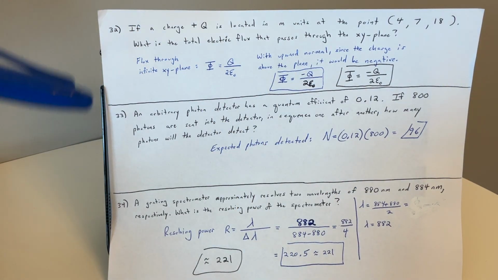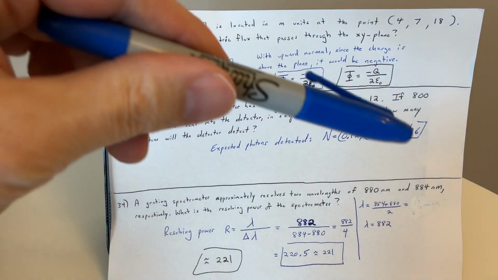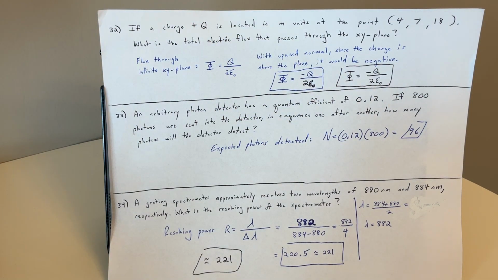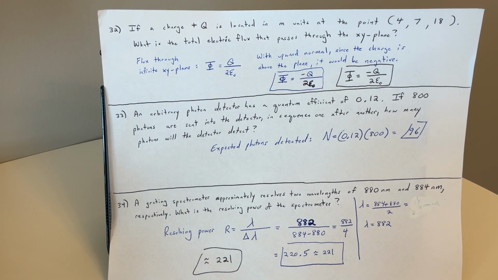Taking their average, we get 882. So for lambda, we use 882 over the difference between them, 884 minus 880. So 882 over 4, that gives you 220.5. And if you want to approximate, round up, 221. So that would be the resolving power of the spectrometer. So that's 32, 33, 34.